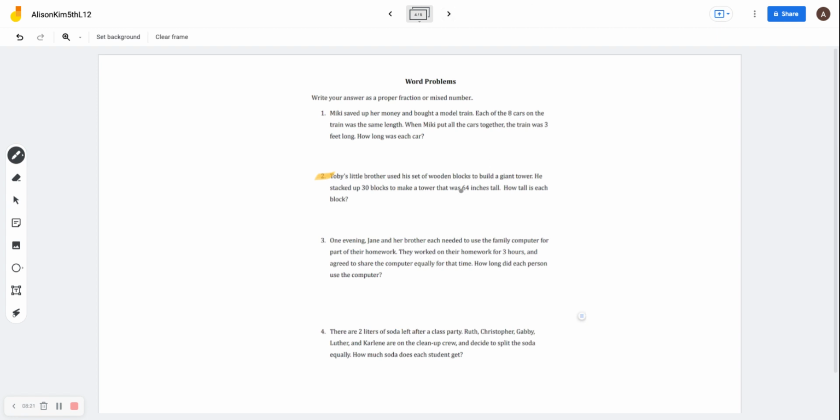So we know that the total height is 64 inches, right? But we also know that he stacked up a total of 30 blocks. And we need to find out how tall each block is. So in order to find that, we're gonna divide the total height of the tower by the number of blocks that he used. This will give us the height of each block. So I put it in fraction form, but this is the same thing as saying 30 dividing into 64.